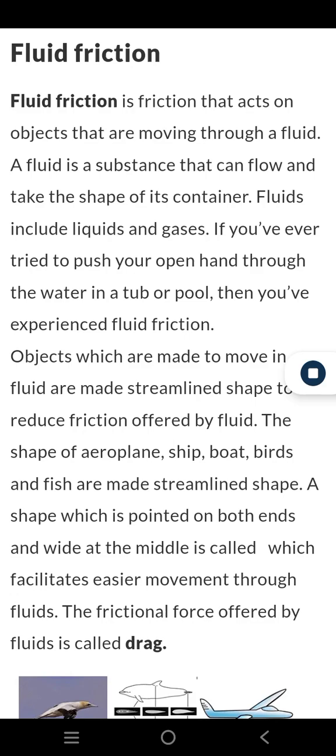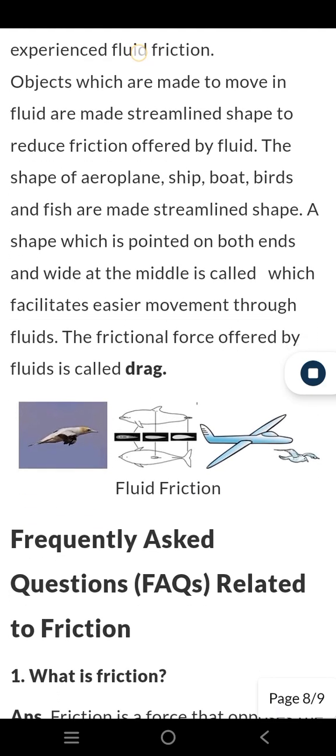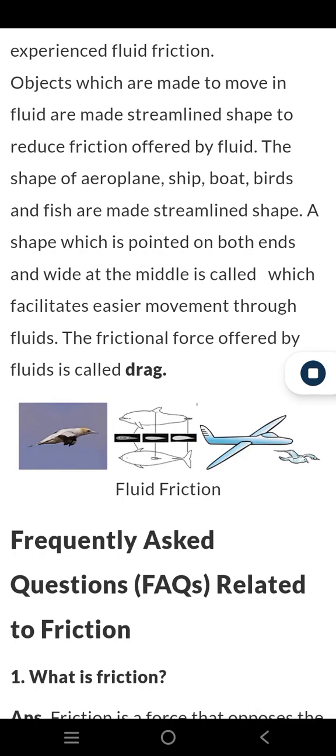Objects which are made to move in fluid are given a streamlined shape to reduce the friction offered by the fluid. The shapes of airplanes, ships, boats, birds and fish are streamlined. A shape which is pointed on both ends and wide at the middle is called streamlined, which facilitates easier movement through fluids. The frictional force offered by fluids is called drag.